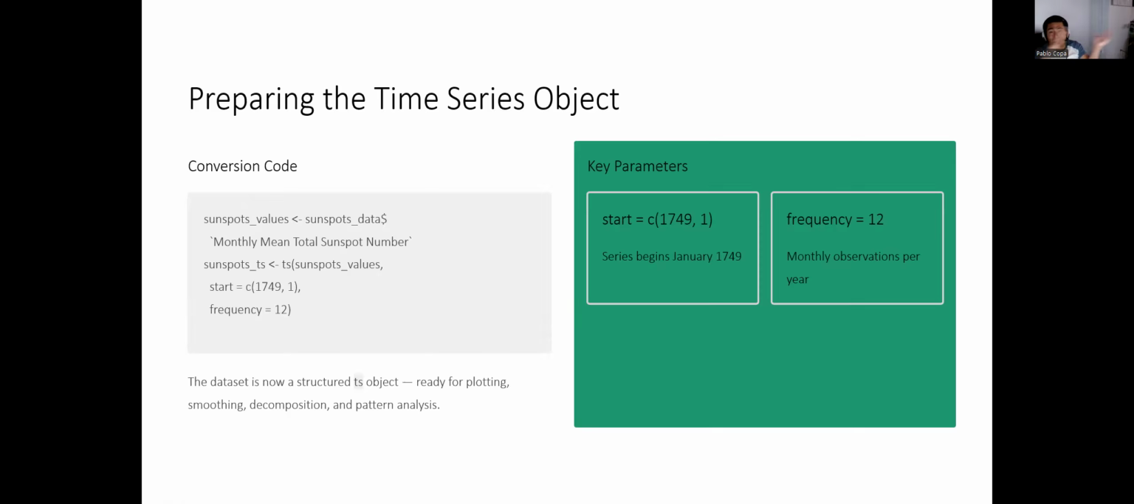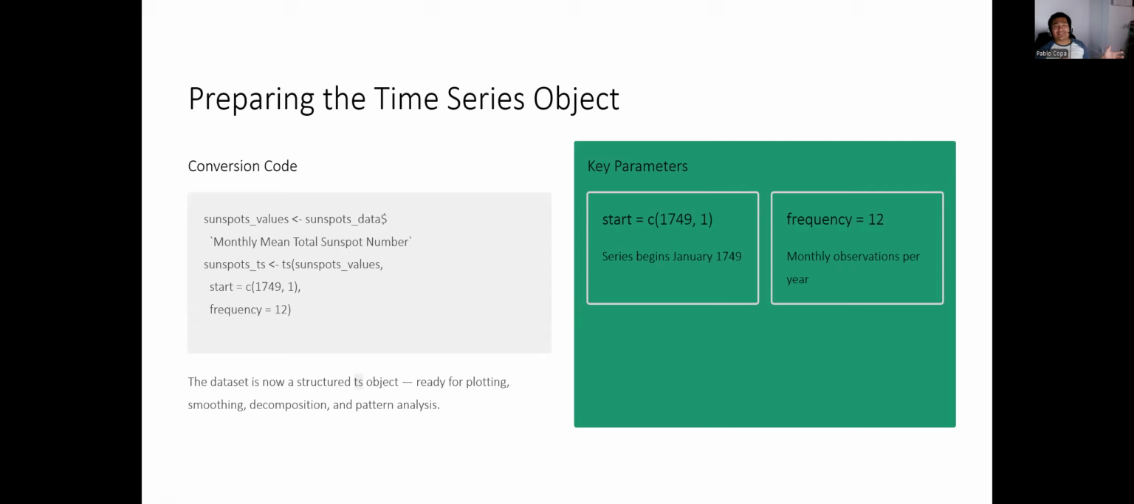This starting point told R that the first observation began in this specific month. The frequency of 12 told R that there were 12 observations per year. This allowed the data to be treated as a monthly time series. From a beginner's perspective, this was one of the most important steps because it changed the dataset from a regular data table into something that could be analyzed over time.